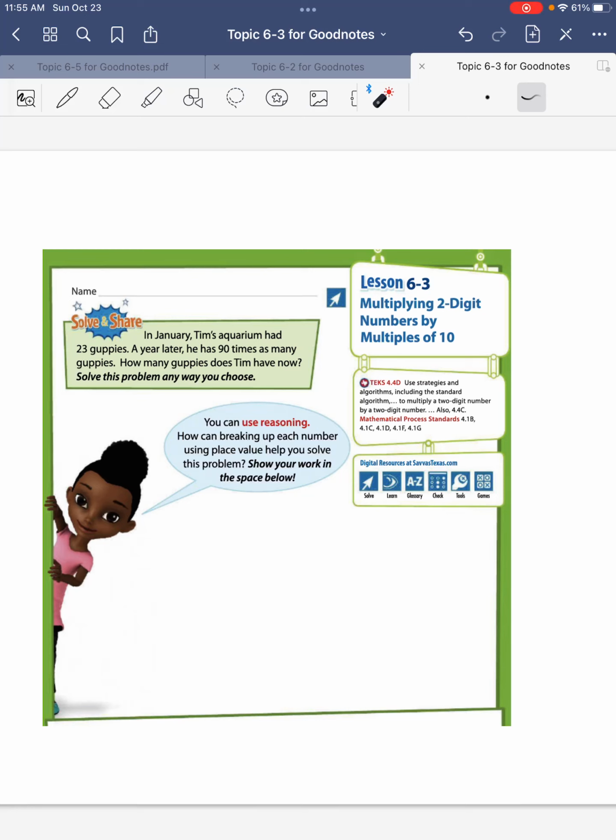Hey boys and girls, so I'm going to be doing lesson 6-3, multiplying two-digit numbers by multiples of 10. We're going to be using strategies and algorithms, including the standard algorithm to multiply a two-digit number by a two-digit number. So let me read my problem.